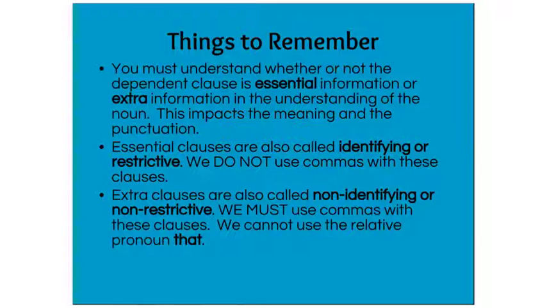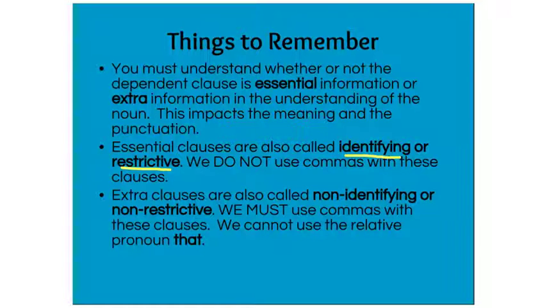All right. Now you have to know whether or not the dependent clause or the adjective clause is giving us essential, absolutely important information, or it's just extra information about the noun. And this can change the meaning and the punctuation. So essential clauses are also called identifying or restrictive. Identifying means we absolutely have to have that information to know which noun we are talking about.